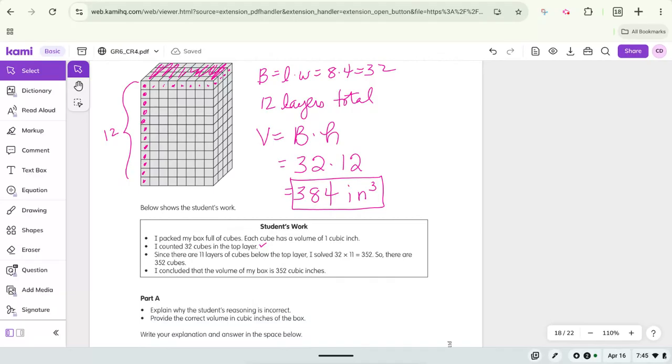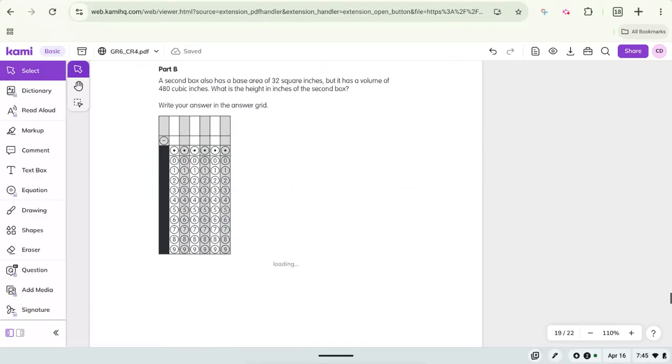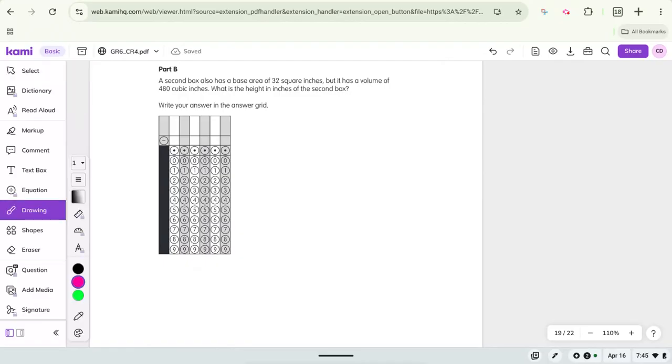Part B says a second box also has a base of 32 square inches, but has a volume of 480 cubic inches. What is the height in inches of the second box? So again, we'll use our same formula. The volume of a box is the area of the base times the height. So we know the volume is 480. The area of the base is 32 again, but we have a different height.